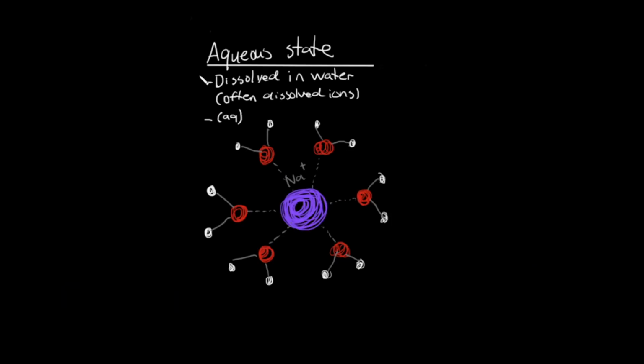A final state of matter which is important for chemistry is aqueous state. When matter is in the aqueous state, it means that it's dissolved in water. Since water is a polar solvent, it means that charged particles such as ions are often dissolved and in aqueous state. Aqueous state is denoted by AQ in parentheses.